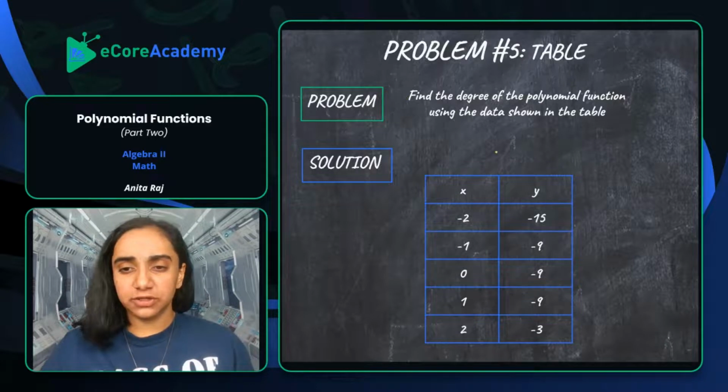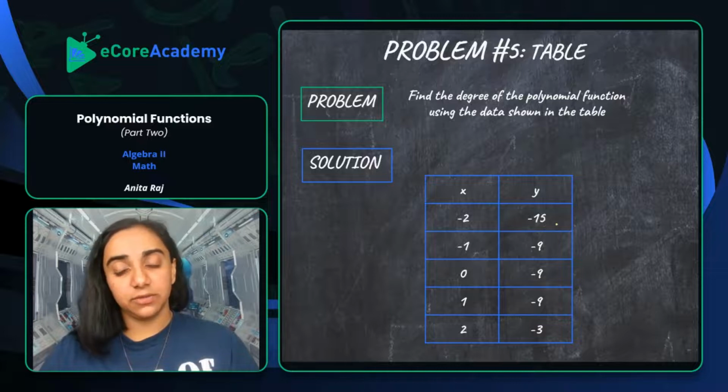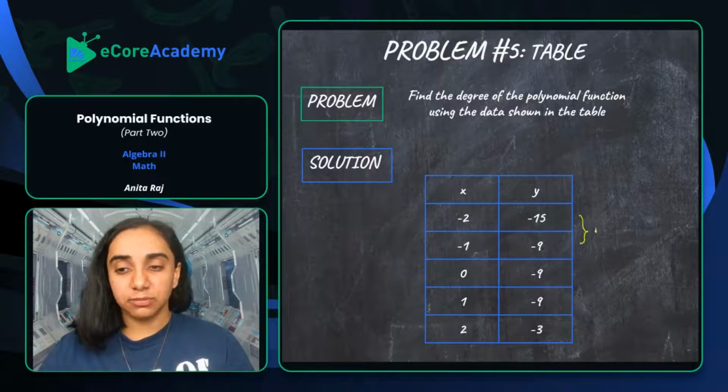So the first thing we're going to do is look at the y values, which are what we're going to be focusing on. We're going to compare the y values. So we're going to see the difference between this y value here and this y value here. What is the difference between -15 and -9? Well, I'm adding 6, so that is the difference. So I'm going to put +6.